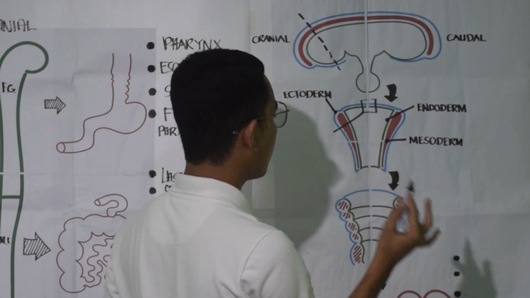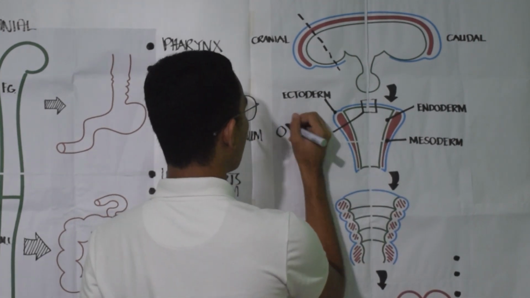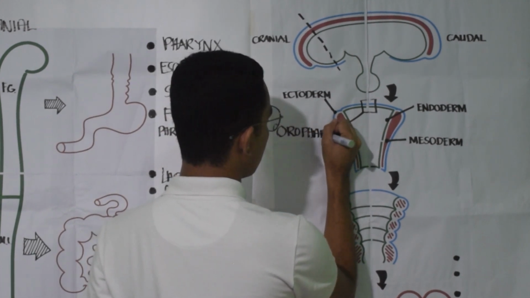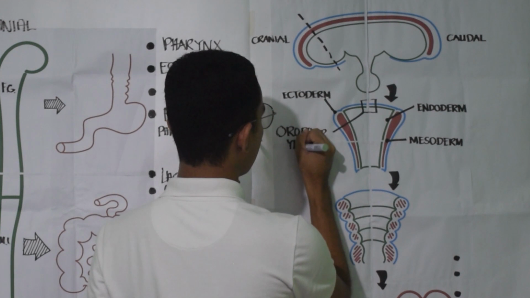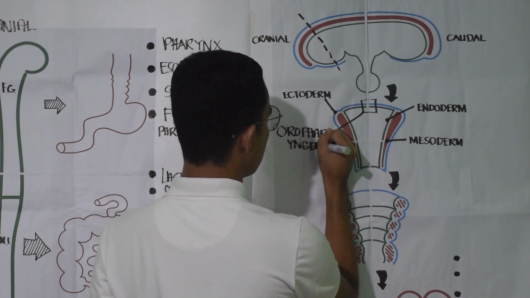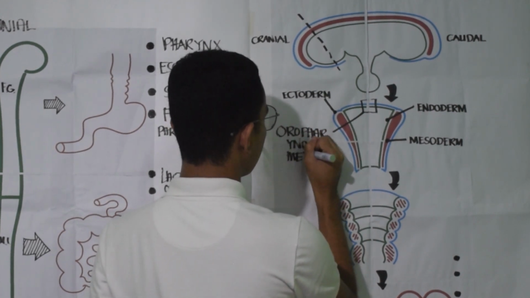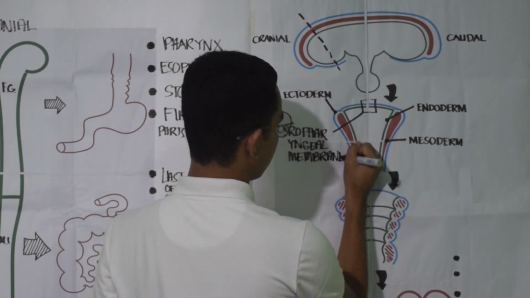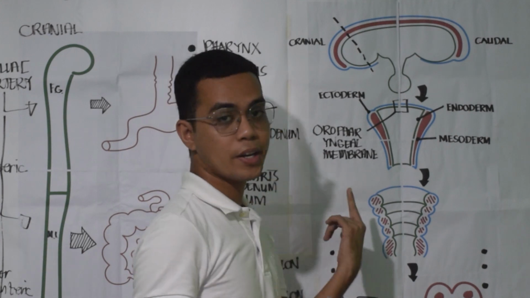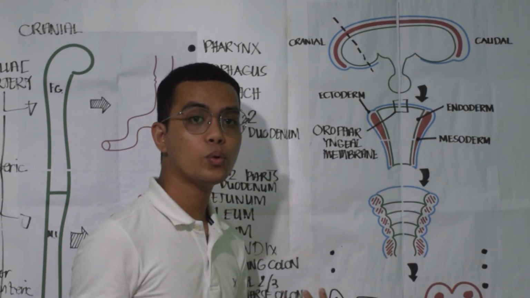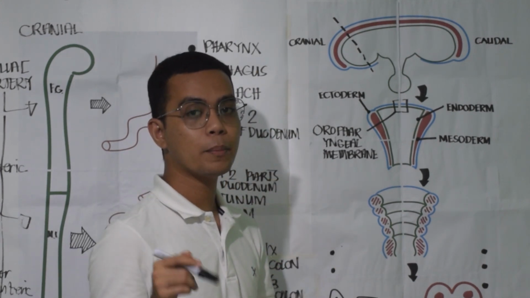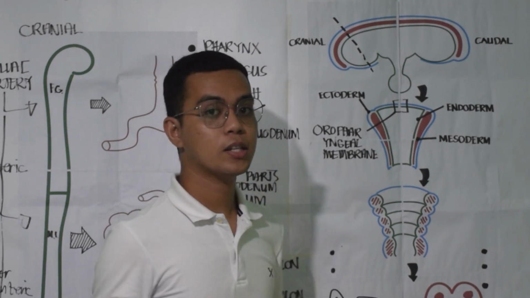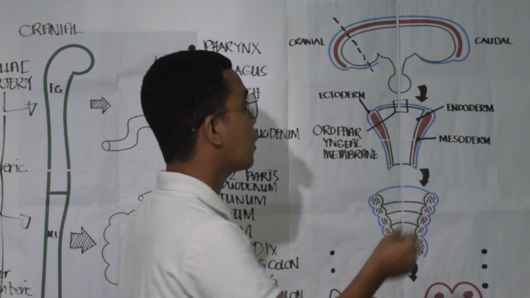That is what we call the oropharyngeal membrane. That is one of the two membranes where the ectoderm and endoderm meet. The other one is the cloacal membrane.